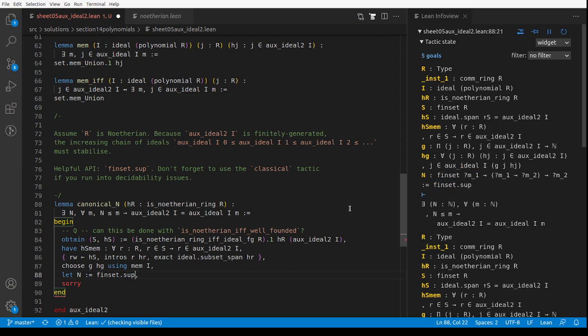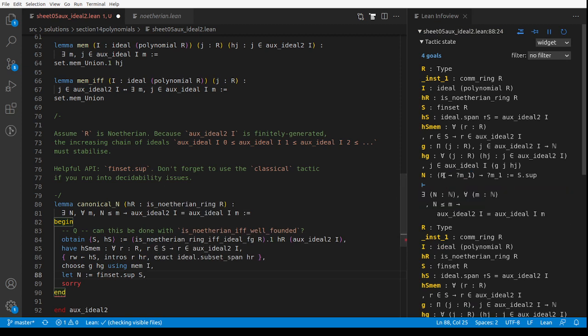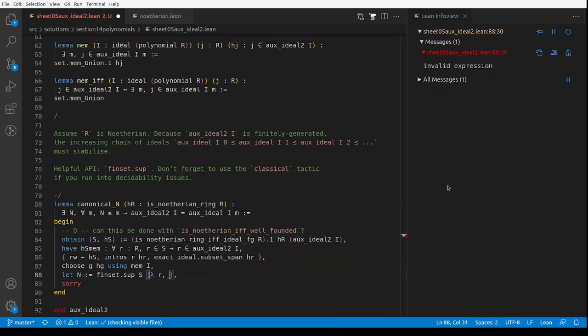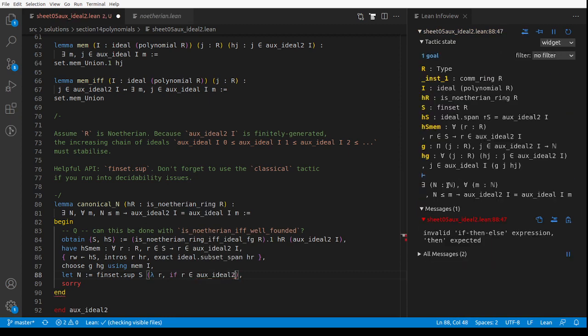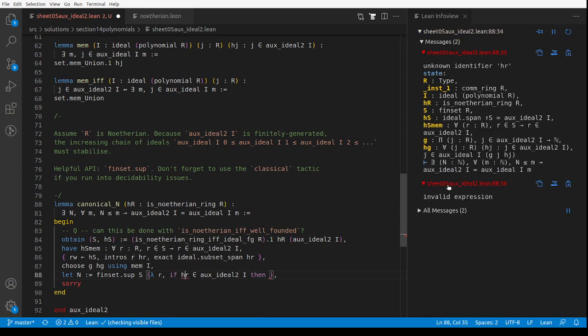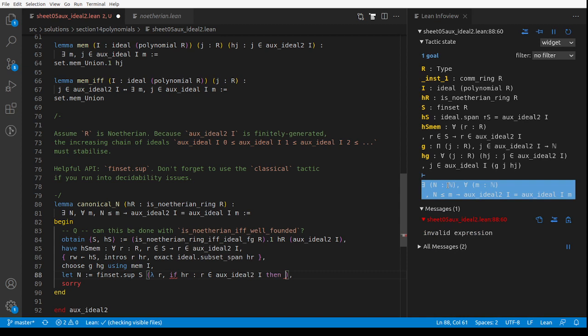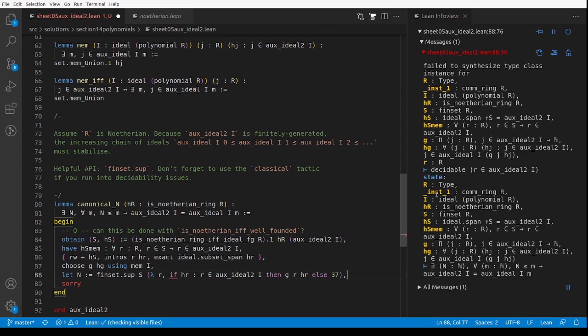N wants to eat a Finset, so it's going to be S. And now N wants to eat a map from R to the naturals. That map will be lambda R, if R is in the ideal 2 I, then the natural is G R HR. And if that's not true, then we don't care, because we're never going to actually run that.